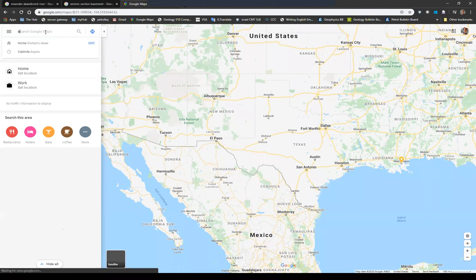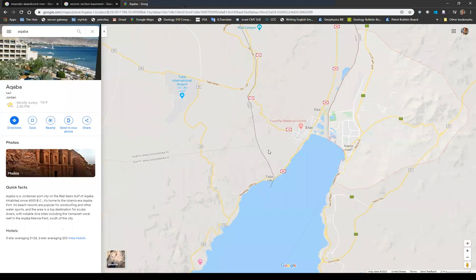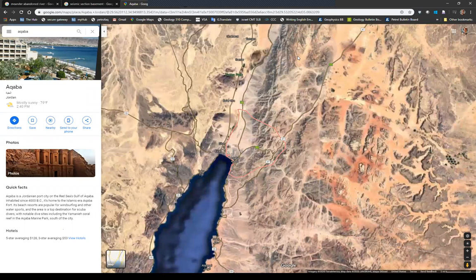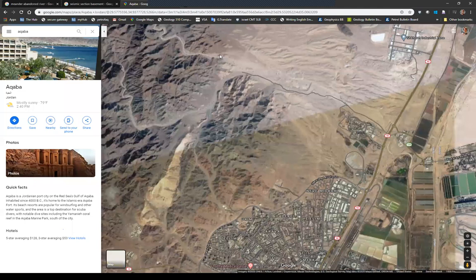Right, so this is Aqaba. Aqaba is in the Red Sea. Probably everyone knows it because it's not far away from Petra. What we have here is igneous rocks, right? Those are igneous rocks. So when I was working here, thank God we have Google Maps today, I think we shot this profile somewhere here.